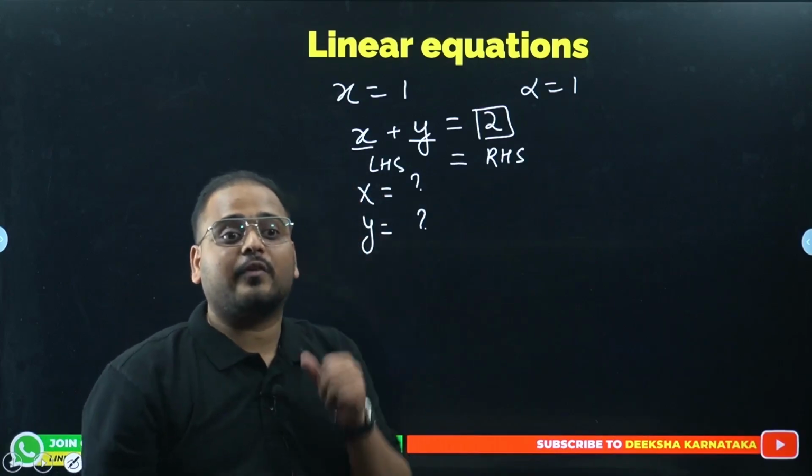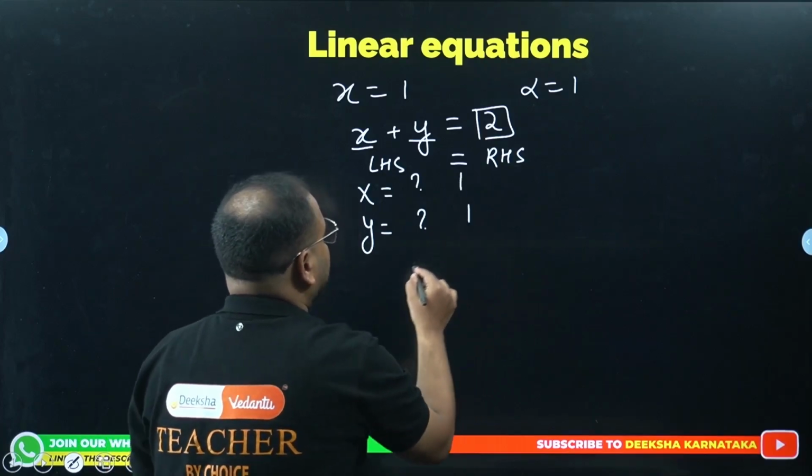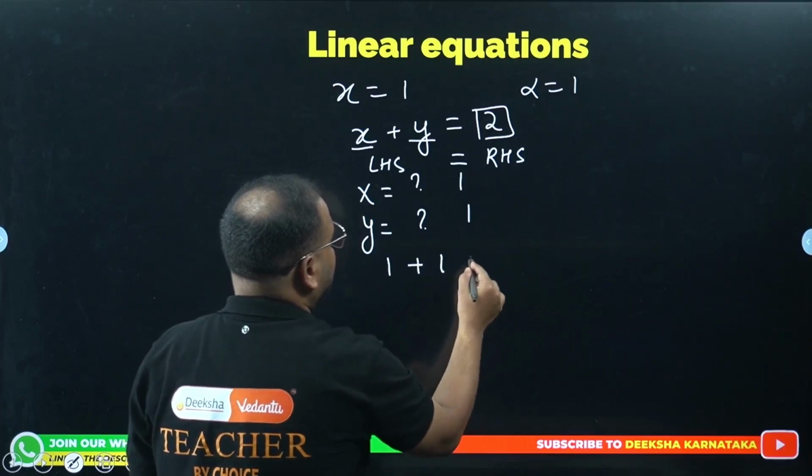So somebody will say, sir, take x as 1, y as 1. So 1 plus 1 equals 2.